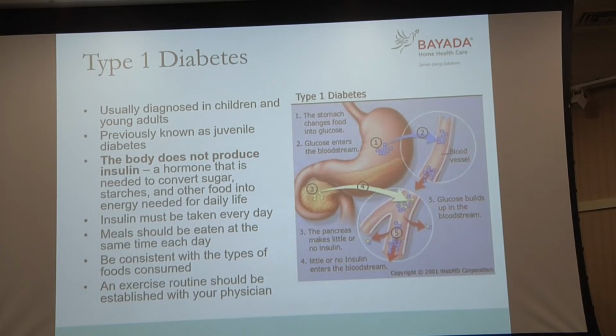So that's that number 3 picture, that little yellow greenish buildup there. So then what happens is there's little to no insulin that enters the bloodstream, and then glucose builds up in the bloodstream. So that's why you need the insulin to regulate that glucose. So that's what happens with type 1 diabetes.